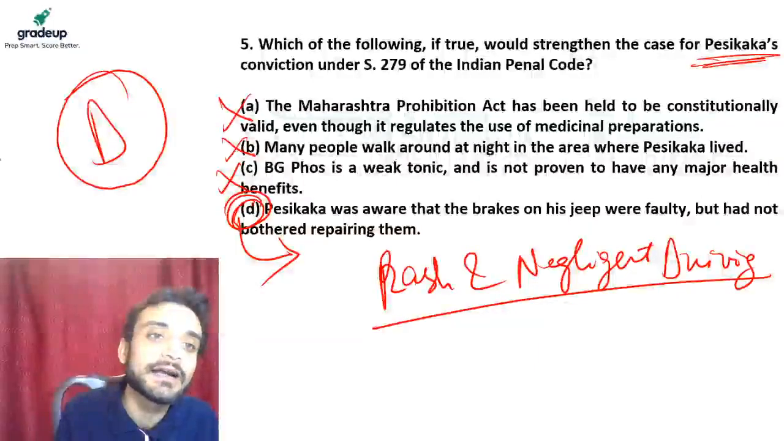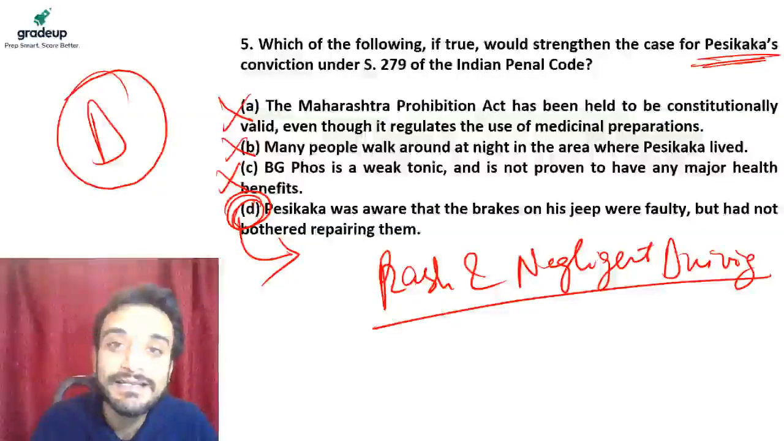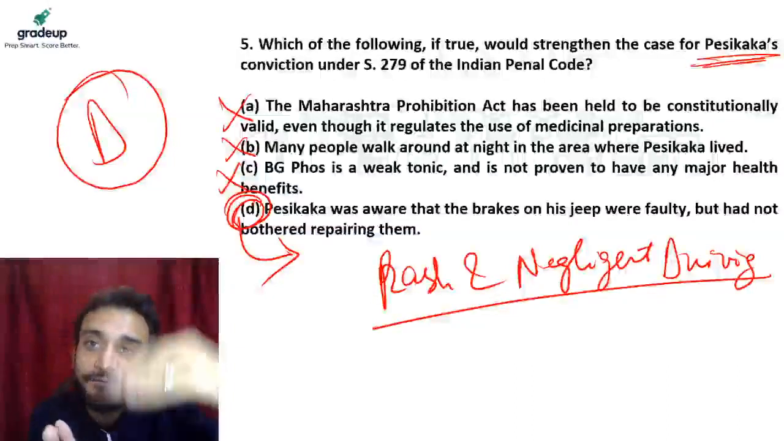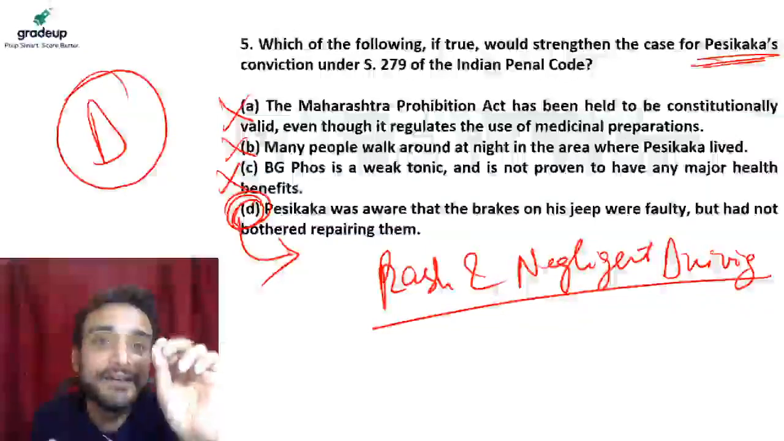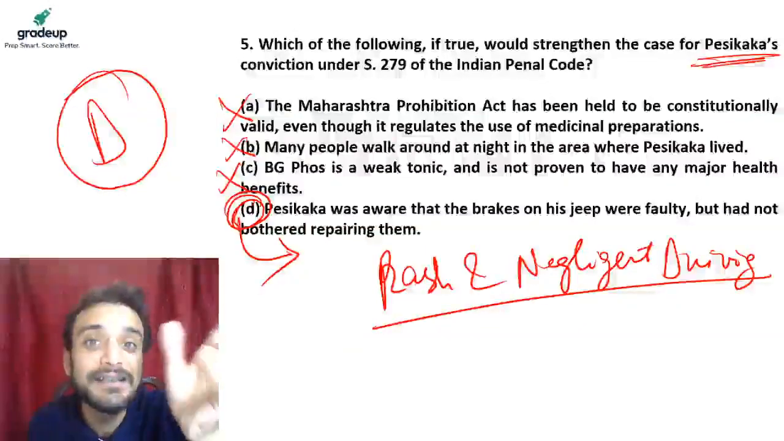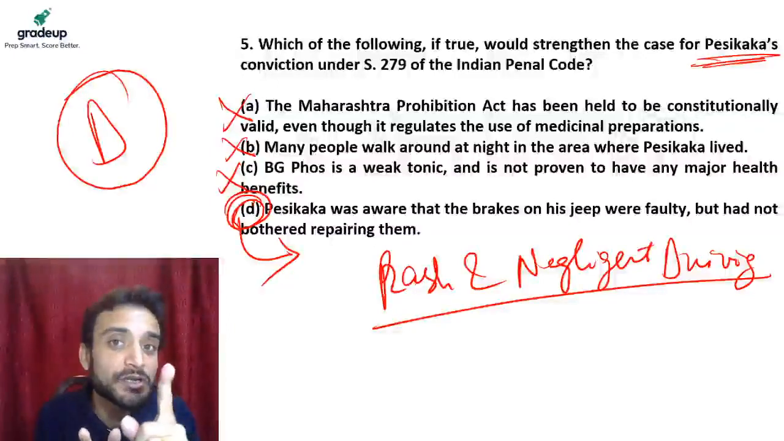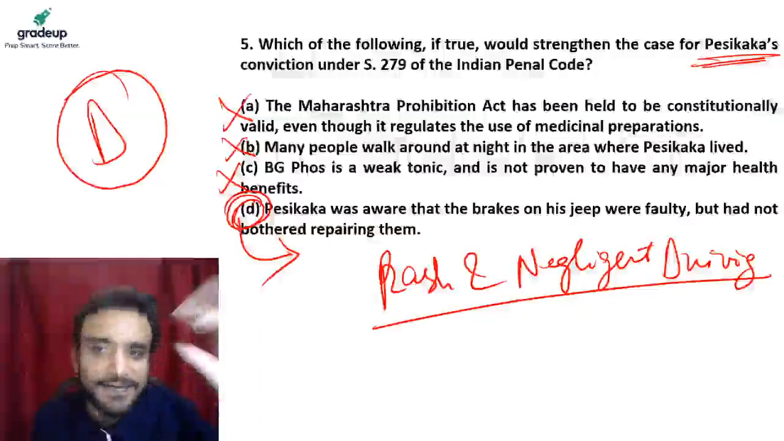Am I clear? Did you understand, friends? So the question says, which of the following, if true, would strengthen the case of Pisi Kaka's conviction? Pisi Kaka's conviction under section 279. Now section 279 talks about rash and negligent driving. Now options A and B are irrelevant.